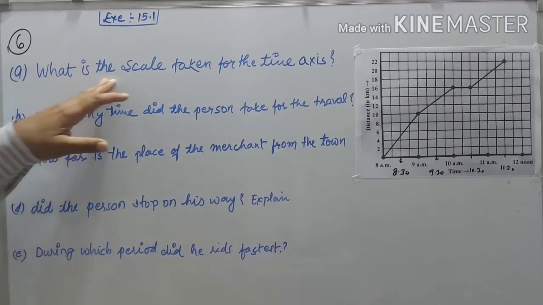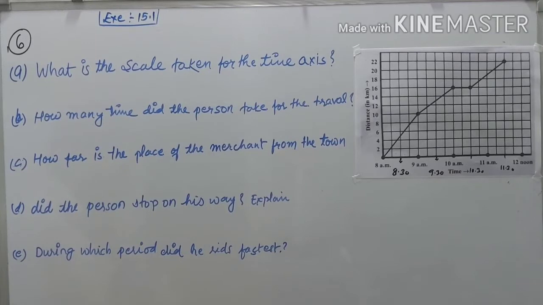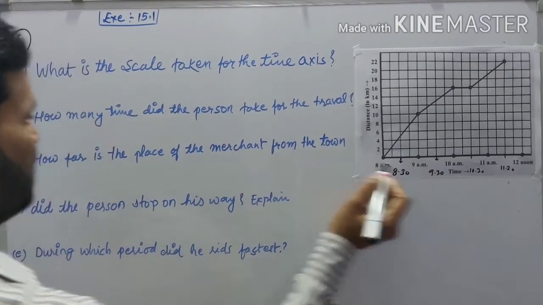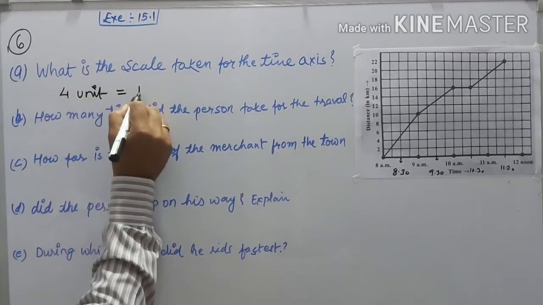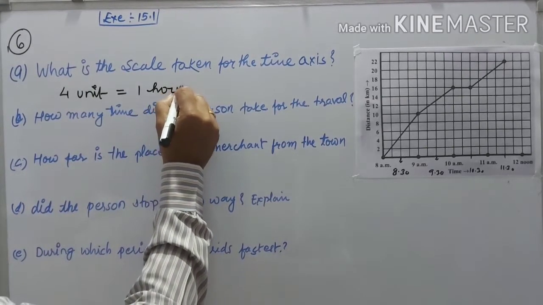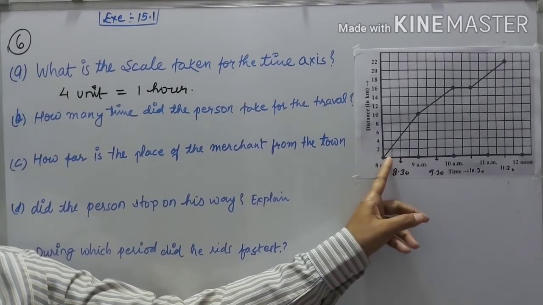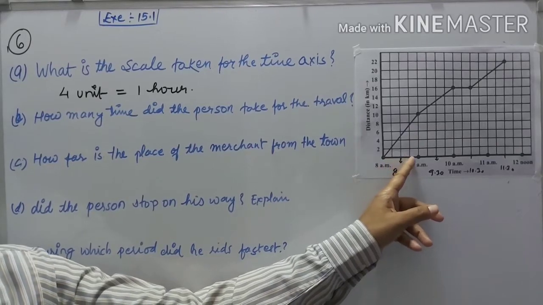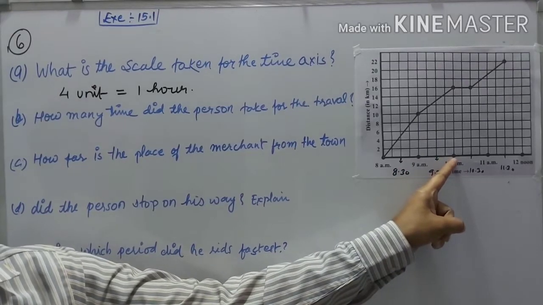First question is what scale will be taken for the time axis. This is the time axis. The time axis will follow 4 blocks taken as 1 hour: 1, 2, 3, 4. It means you write 4 units is equal to 1 hour. 1, 2, 3, 4, 4 blocks, 1 block is 1 unit, so 4 units is 1 hour. After 4 units comes the second hour and third.